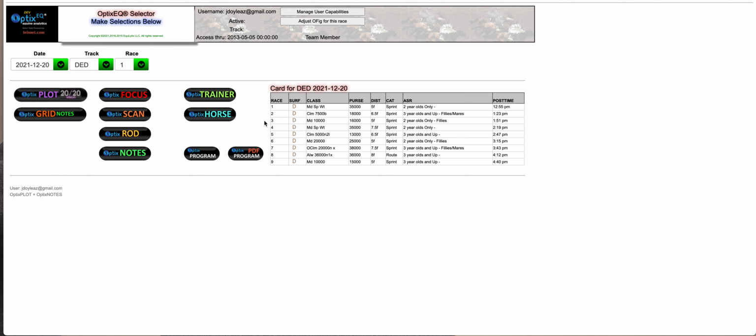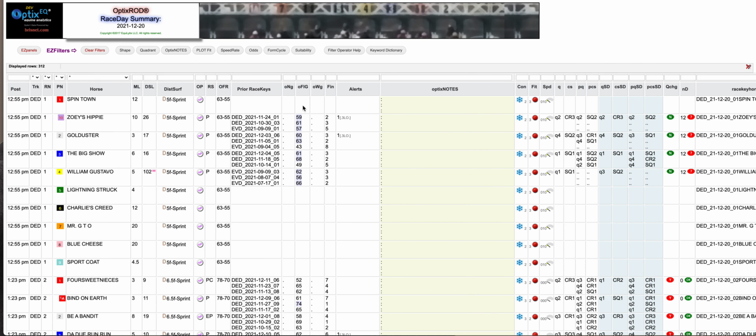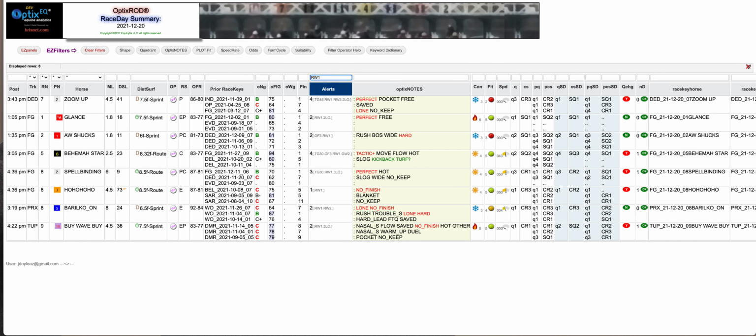previous form. So I'm going to go over to Rod and click that and bring it up, and then instead of in the alerts doing GW1, which we've been doing in other videos, we're going to say RW1. And what that means is we want a red keyword in the last race. So we got a couple of horses that had multiple keywords.